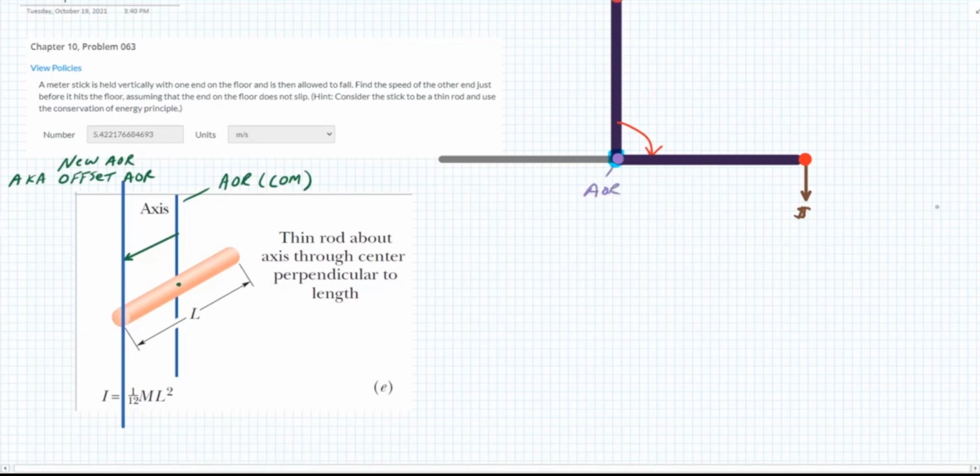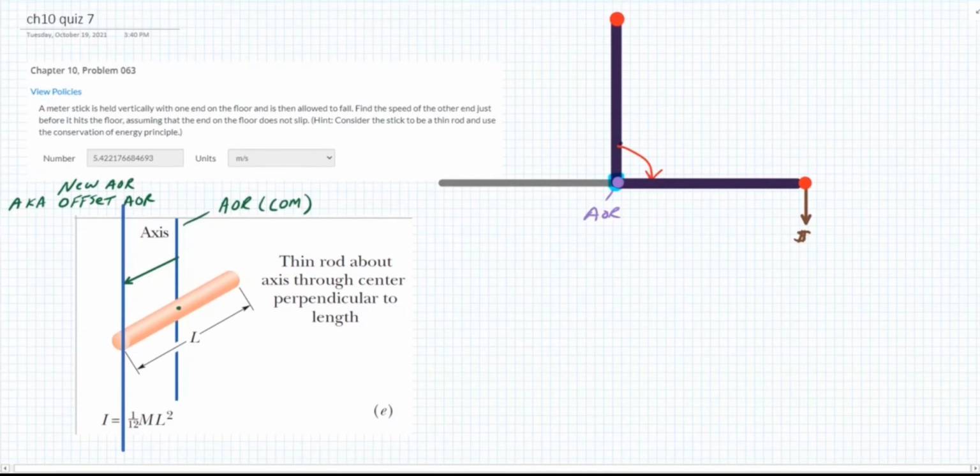So again, this axis of rotation is just sitting there at the end of my rod. It's not in the center of my rod. It's been offset from here. It was supposed to be here, and now it's offset here. So that's my offset distance from the center of mass, which is right about here, all the way down to that point. So I have an offset axis of rotation. All right, so this is how we deal with offset axis of rotation.